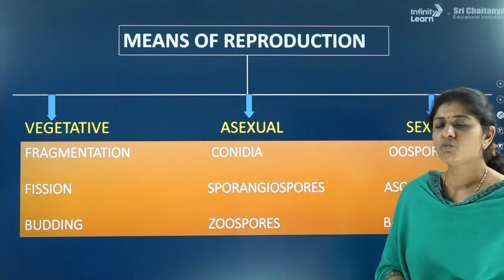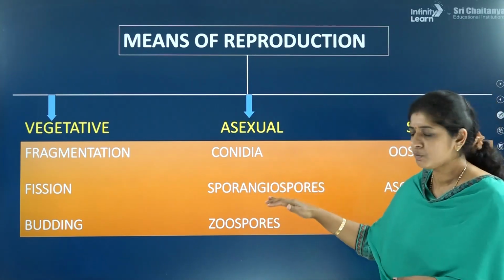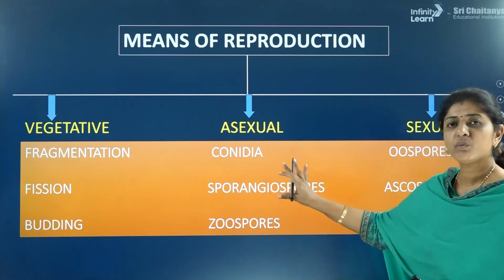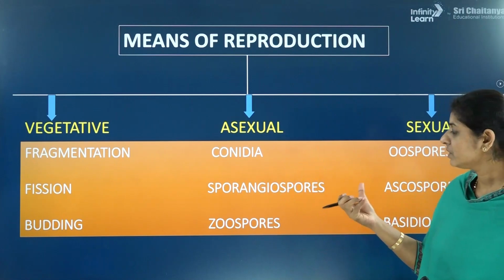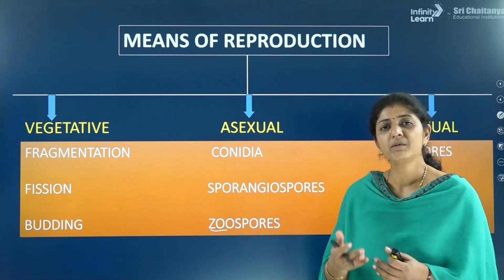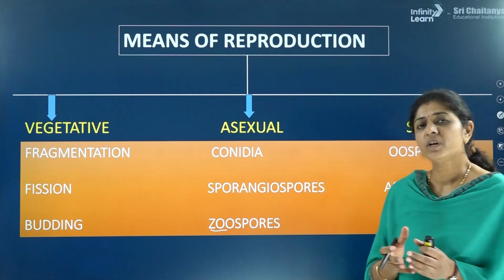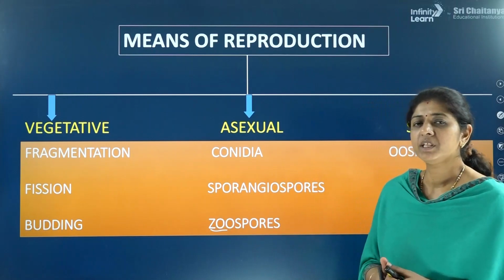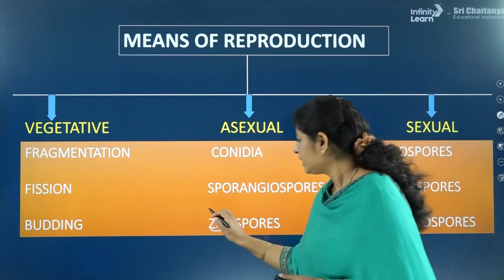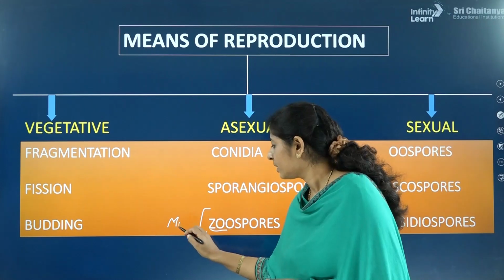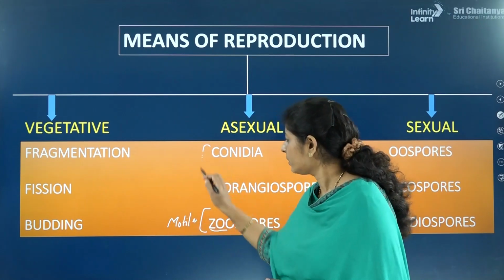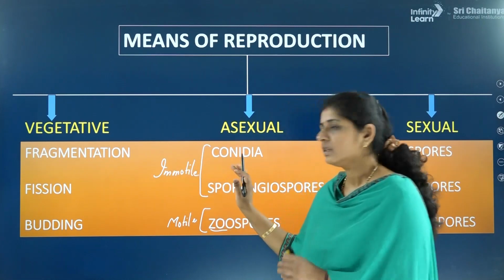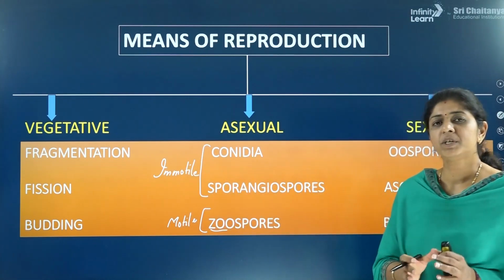Now what is asexual? It can be by conidia, sporangiospores, or even by zoospores. But here a very important question lies. See the word very carefully. Zoo means which can move, meaning they have locomotory structures like flagella. So can I say these spores will be motile, whereas these ones will be immotile? Fine. First important question on this asexual means of reproduction.